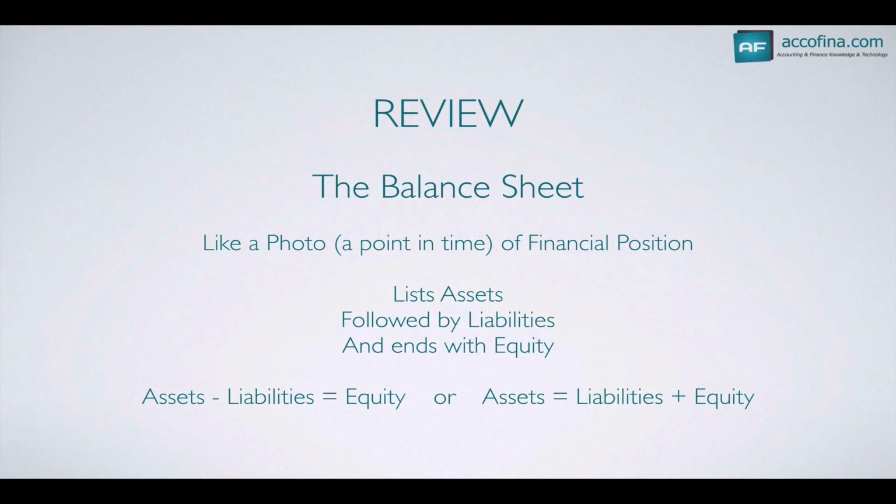Okay, so let's just review what we've covered. The balance sheet is like a photo. It's a point in time view of the financial position of an organization. It lists assets, followed by liabilities, and ends with equity. Assets minus liabilities equals equity. Or if you rearrange that equation, assets equals liabilities plus equity. And that final equation, assets equals liabilities plus equity, is the very, very famous accounting equation.